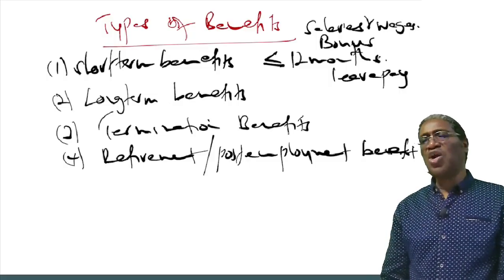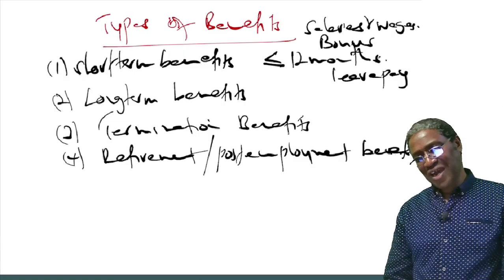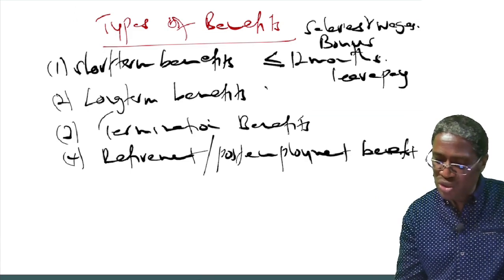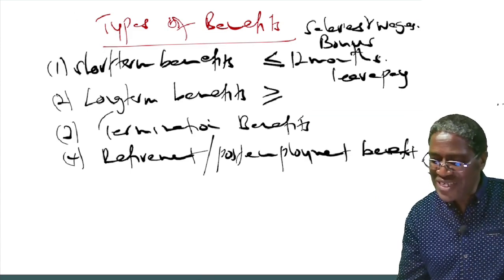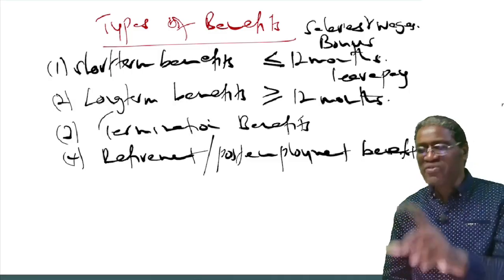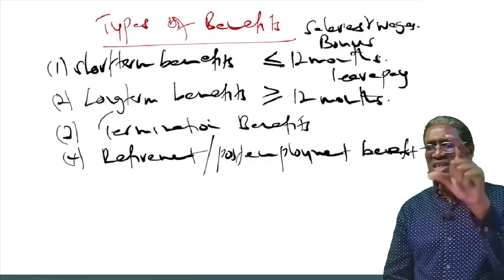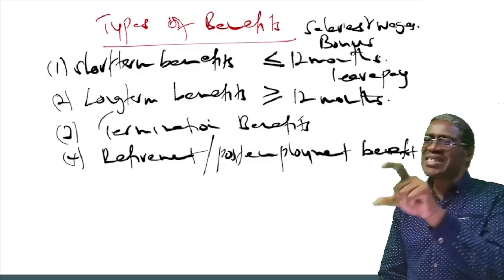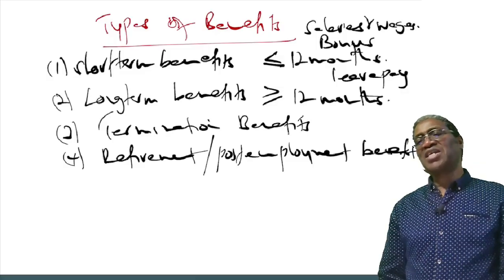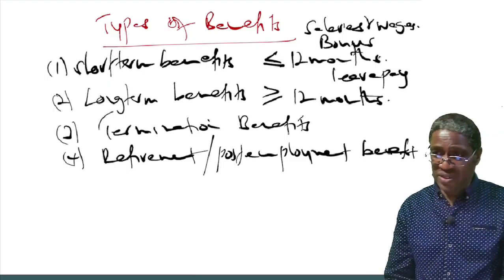Number two, long-term benefits. That again, you should be able to define it now. These are benefits that accrue to you as an employee for a period exceeding 12 months after providing a service to your employees. Any benefits that accrue to you for a period exceeding 12 months after providing a service, then that kind of benefit is classified as a long-term benefit.